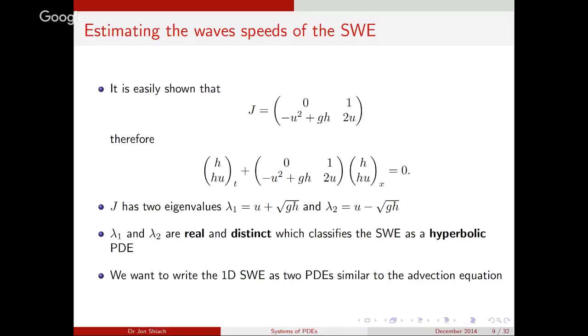We want to write this equation as 2 PDEs similar to the advection equation. That's what I'm trying to do. I want to take my system of 2 equations and write it as 2 linear advection equations. It's a bit of an approximation. I can't just write it as 2 advection equations and solve them, because it's a linear system, not a non-linear system.